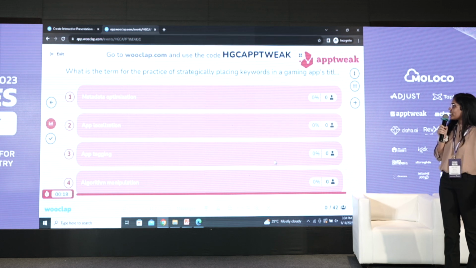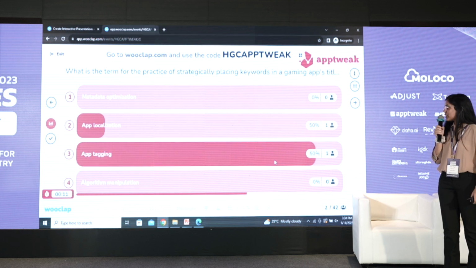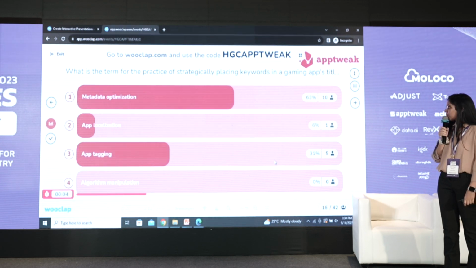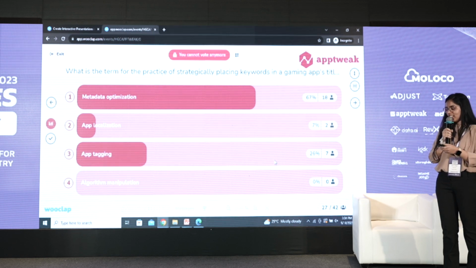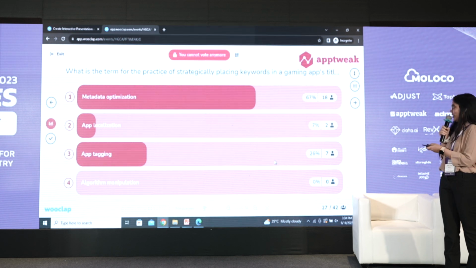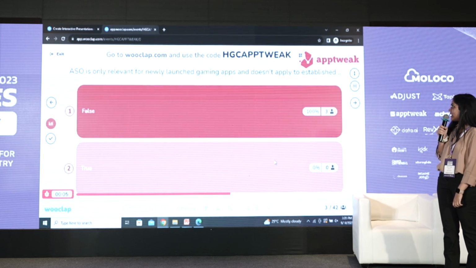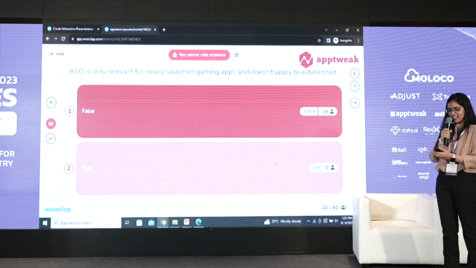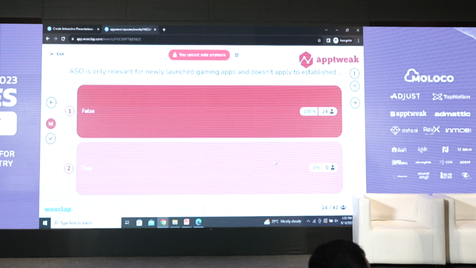Next question. What is the term for the practice of strategically placing keywords in a gaming app's title, subtitle, and long description? Good number of majority again, and I feel people over here do know a lot about ASO. Happy to know that. Last question. ASO is only relevant for newly launched gaming apps and doesn't apply to established apps. True or false? Okay, so that was the quiz, and please wait for 5 seconds. We'll announce the top 3 winners. I'll hand it over to Shivani.